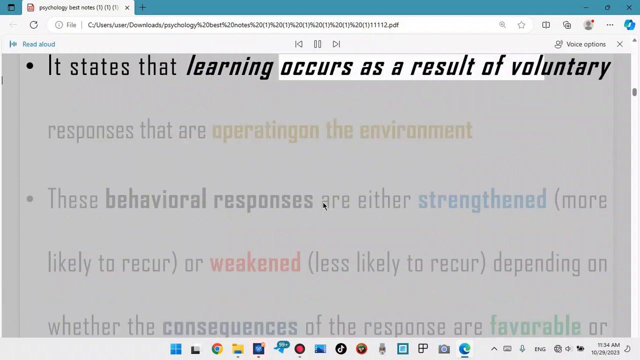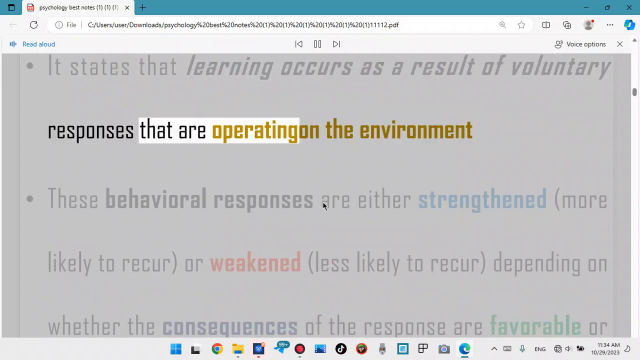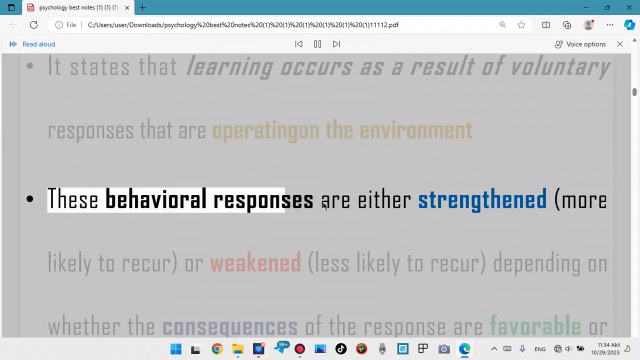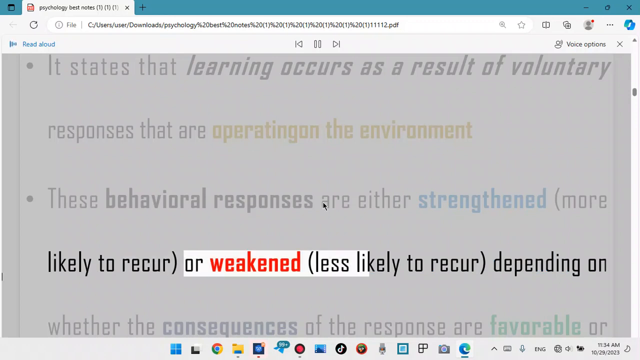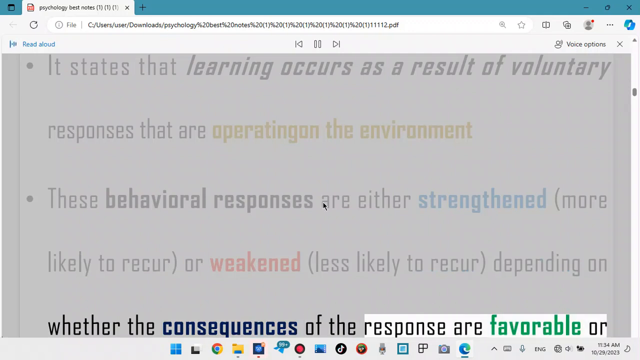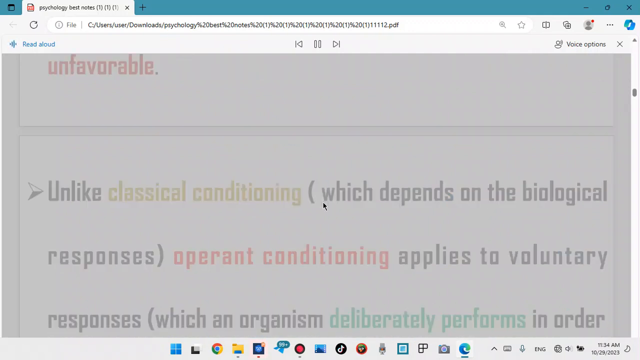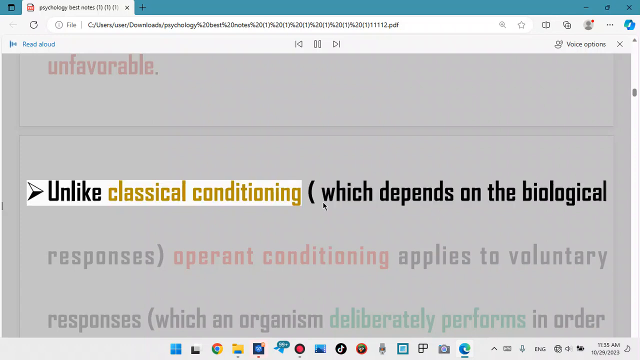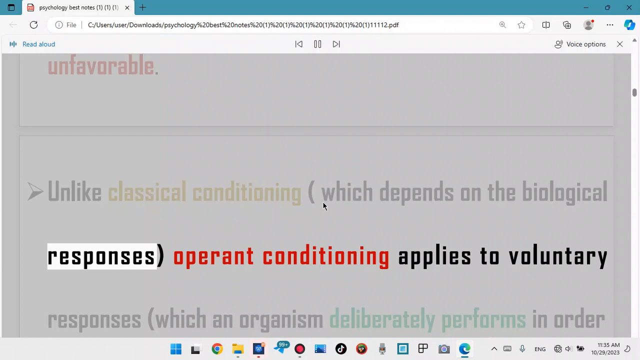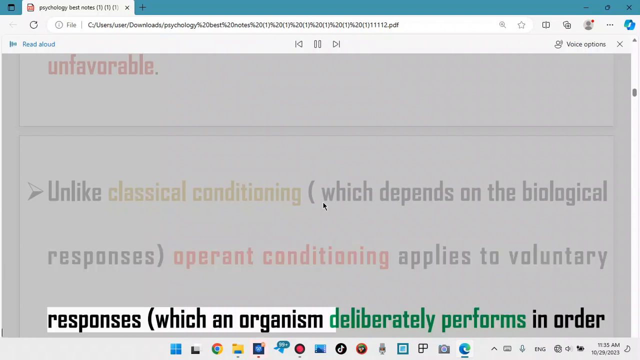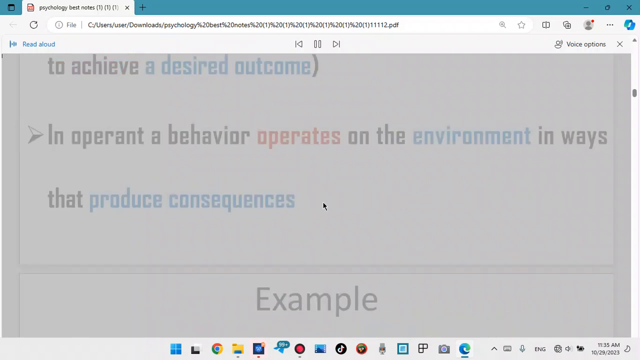It states that learning occurs as a result of voluntary responses that are operating in the environment. These behavioral responses are either strengthened, more likely to recur, or weakened, less likely to recur, depending on whether the consequences of the response are favorable or unfavorable. Unlike classical conditioning, which depends on biological responses, operant conditioning applies to voluntary responses, which an organism deliberately performs in order to achieve a desired outcome.